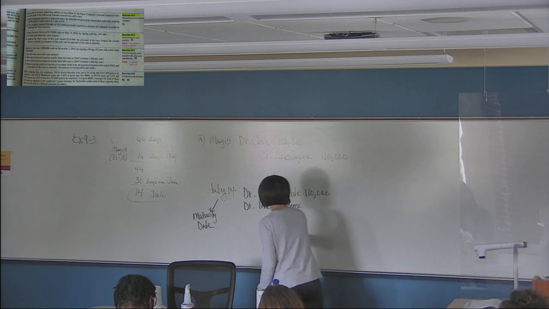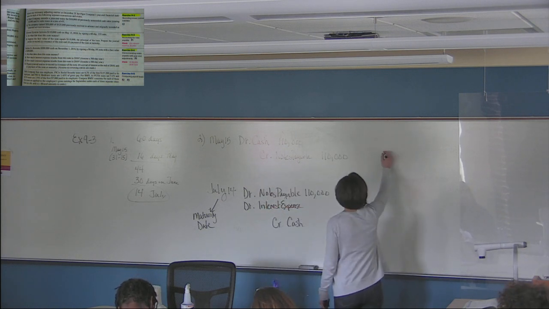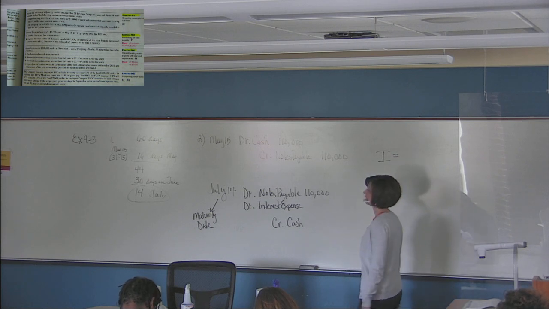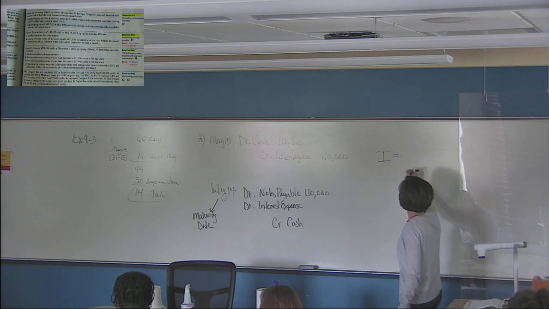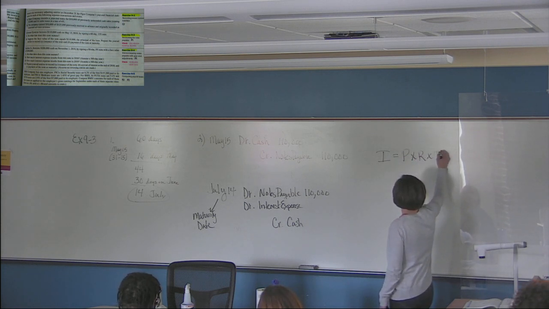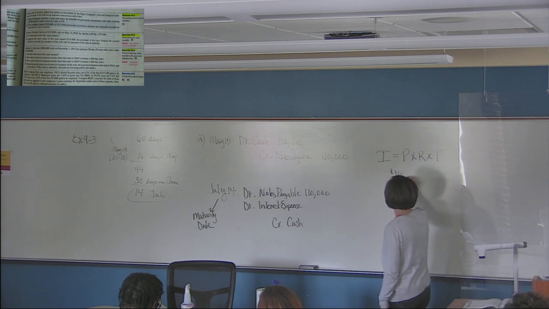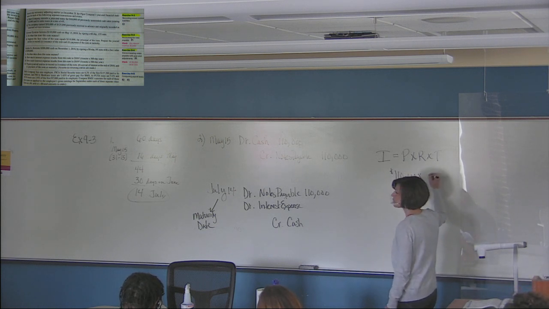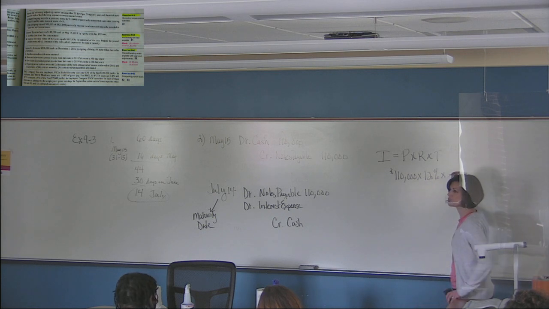Oh, and I'm going to credit what? Cash. Okay, but let's figure out what the interest is. How do I figure it out? P times R times T, right? So the principal of this note is 110,000. The interest rate that the bank is charging, 12%, and the time period for which we're going to have the use of the funds.